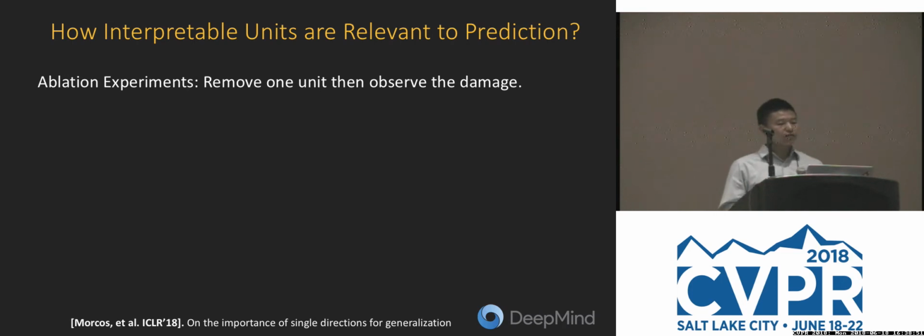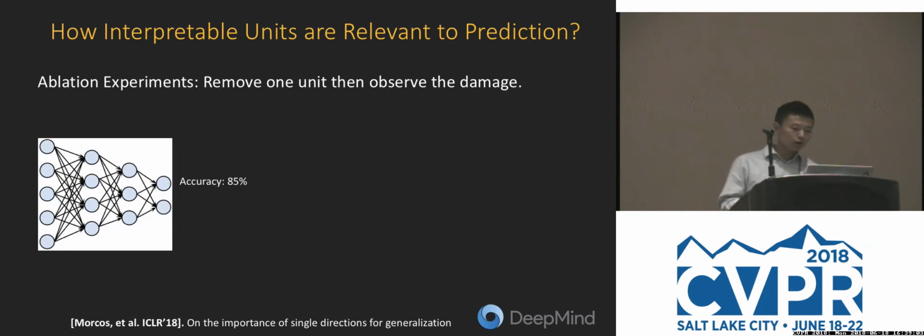They have done some ablation experiments. Basically, they remove one unit in a network, then observe how this damages the final classification. So here's the network. The classification accuracy is about 85%. Let's say we remove one unit, then the overall classification accuracy drops to 80%. Then we can see the importance of that unit is 5%. We can use this number as a quantitative measure for the unit importance.